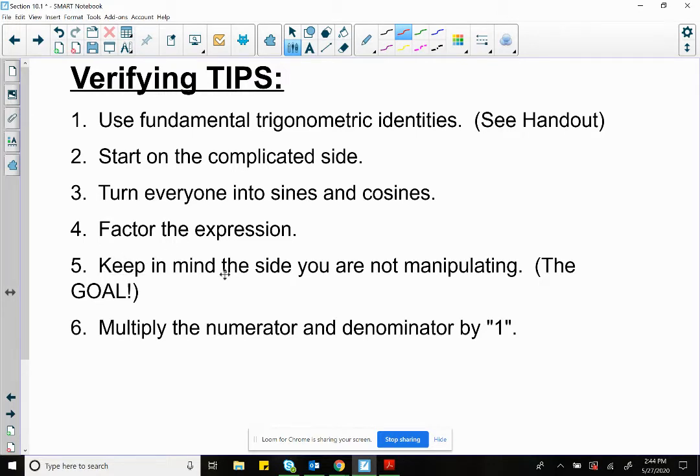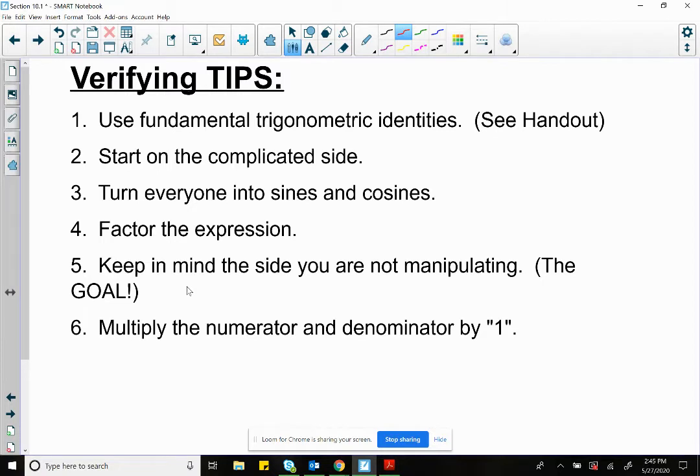As you're working through, keep in mind the side that you are not manipulating. Remember, the side that you're not touching, that's the goal. That's where we want to get to. Hence why we start with the complicated side. Okay? We want to take the complicated and reduce it down to a simplified side. So remember, your goal on this is the side that you're not touching. Keep that in mind. Okay?